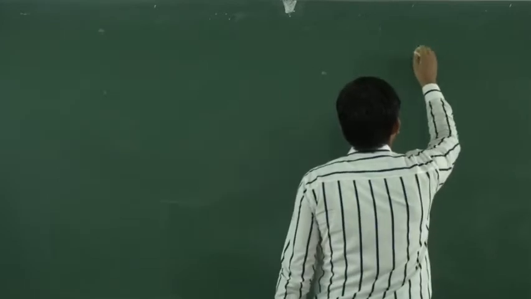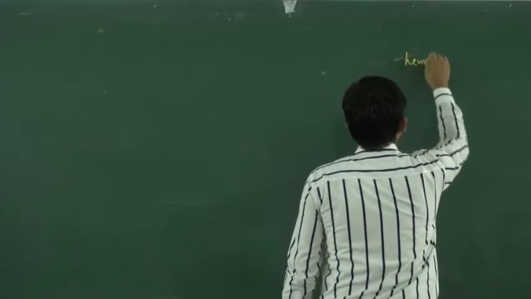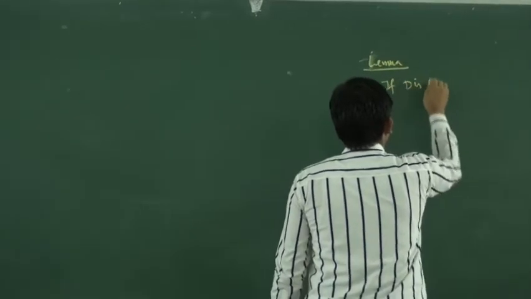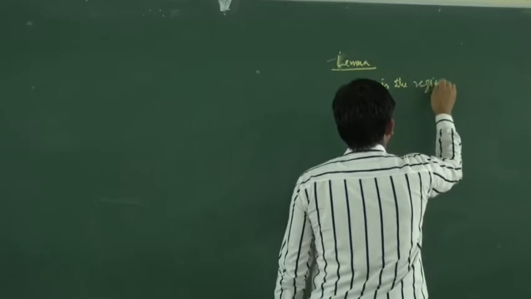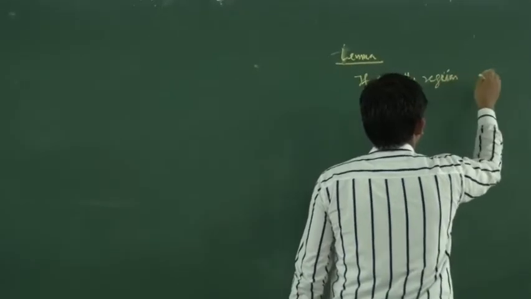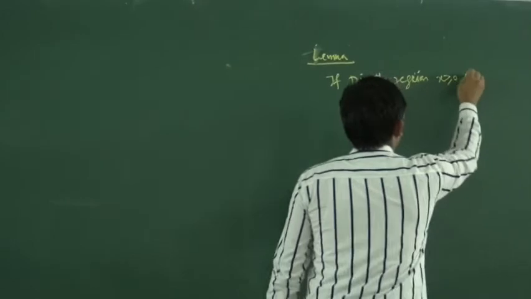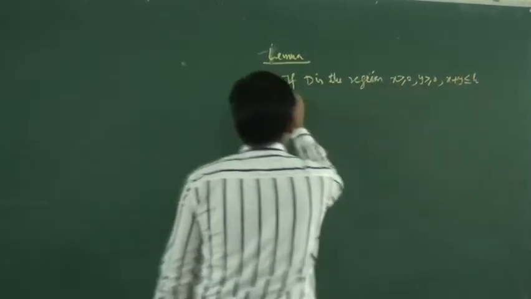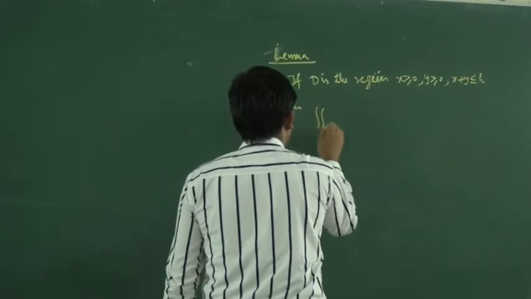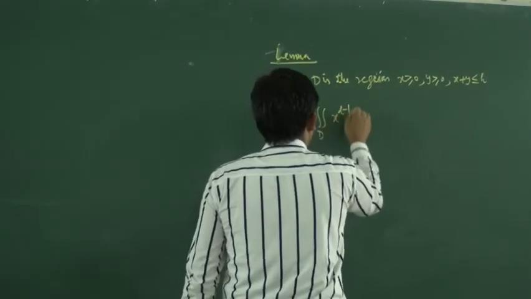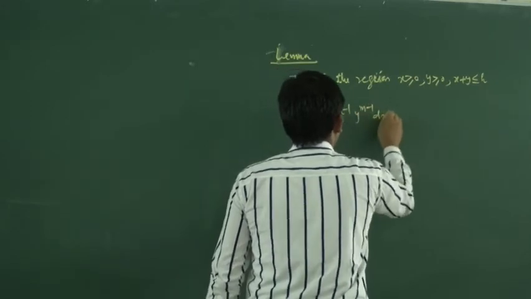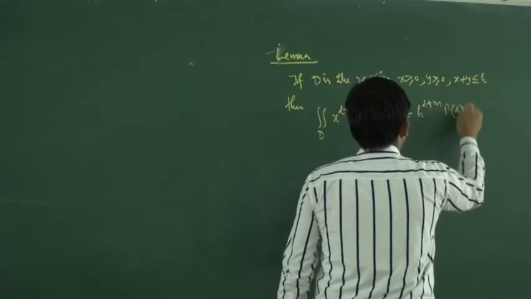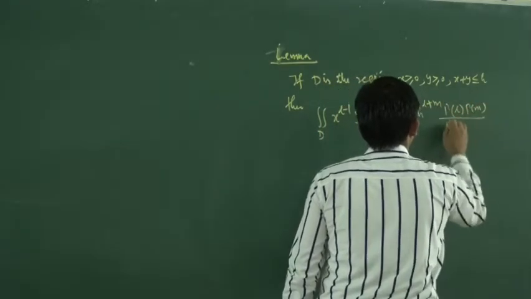So we have the lemma: if D is a region x greater than or equal to 0, y greater than or equal to 0, and x plus y less than or equal to h, then the value of this double integral of x power l minus 1, y power m minus 1 dx dy is equal to h power l plus m into gamma l into gamma m upon gamma l plus m.